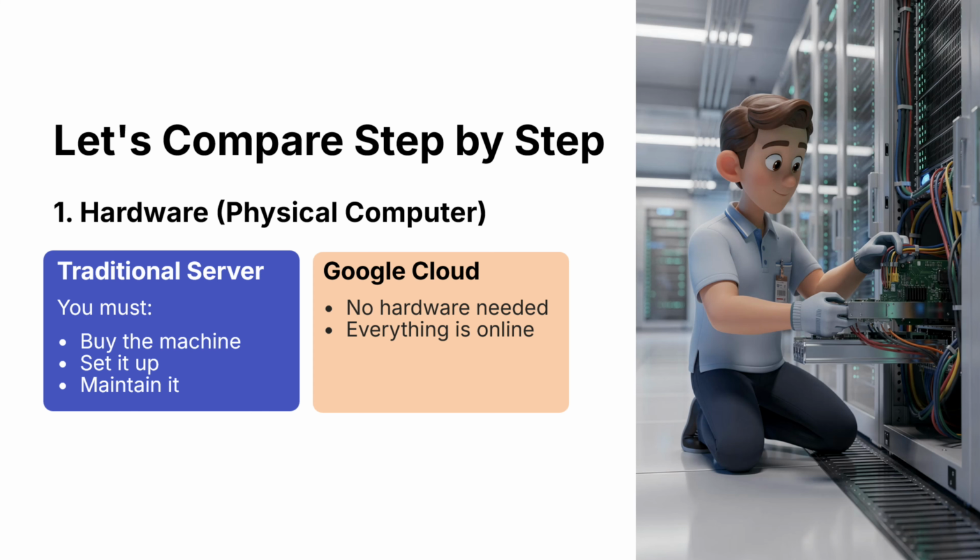Now we will compare step by step. First one, hardware or physical computer. In case of traditional server, you must buy the machine, set it up and maintain it. And in case of Google Cloud, no hardware is needed. Everything is online.